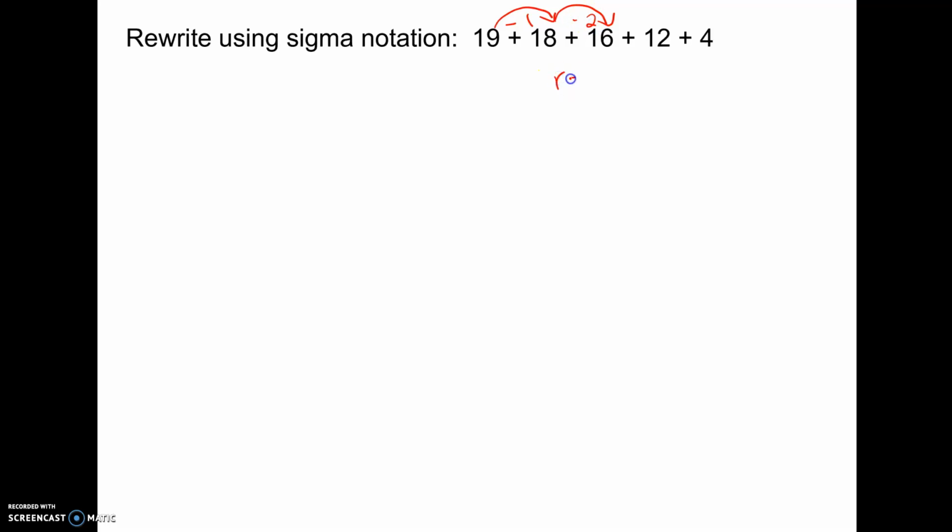Well, if it was geometric, I need to find the common ratio. So I just pick 2 consecutive terms. Let's see, I pick these 2, and I do this ratio. Well, if this is geometric, then if I take 18 and multiply that by 18 over 19, I better get 16, but I don't. So this is not arithmetic, and it's not geometric. Okay, so let me erase that.